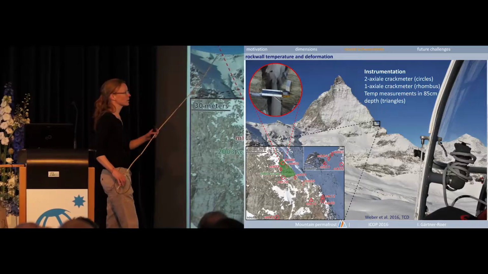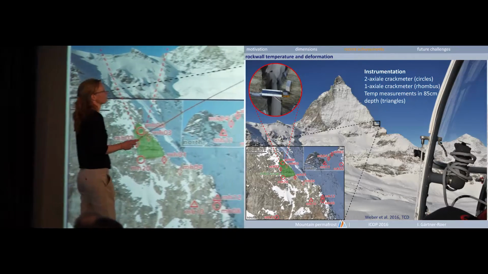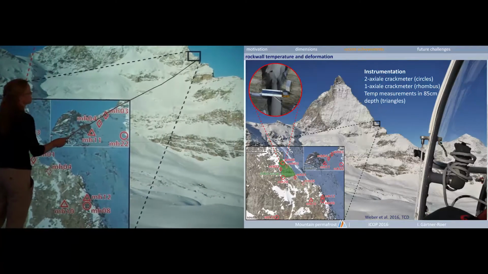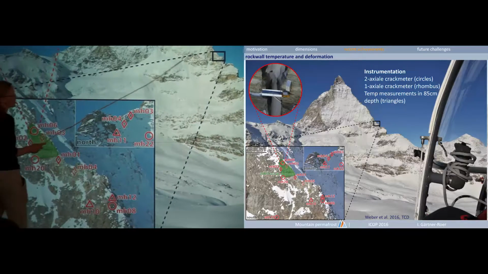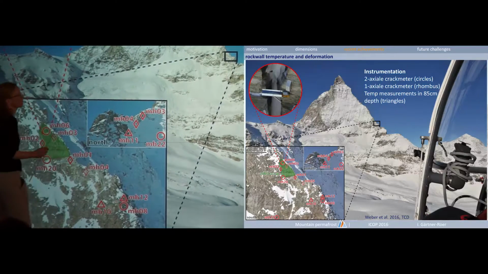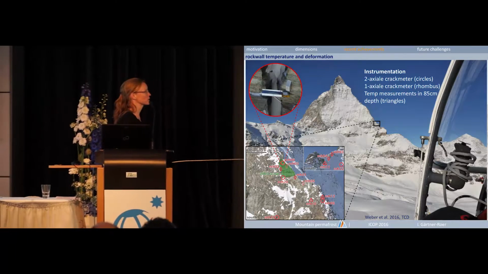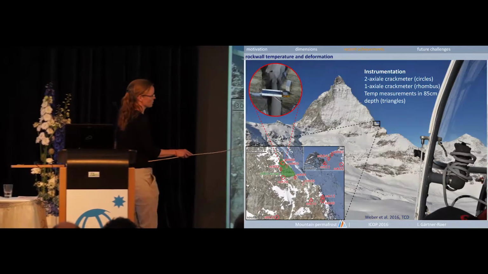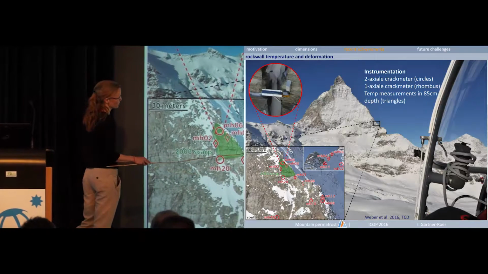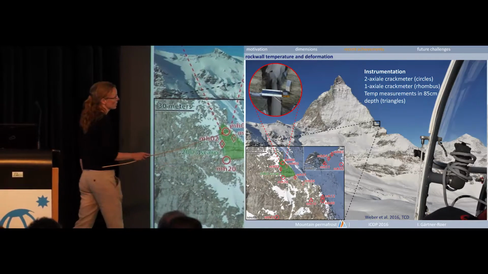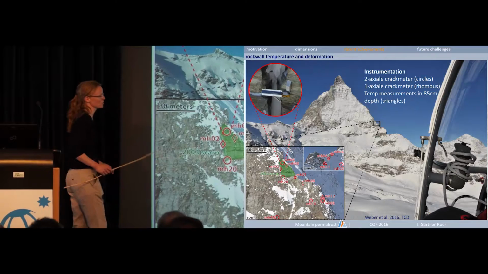And actually, they went there and installed different measurements up here, not only temperatures at a depth of 85 centimeters, but also crack meters, 2-axial and 1-axial crack meters. You see here the different devices, how the setup is, on the different sides of this mountain ridge.